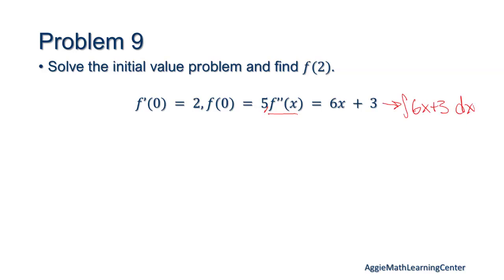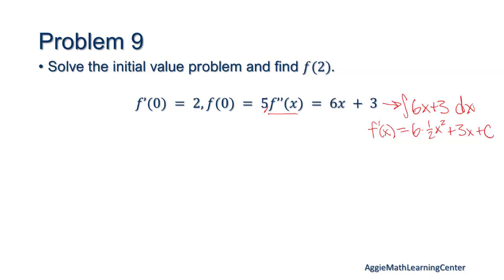dx, okay? And once I do that, I find that f prime of x is equal to, okay, well, I know that this is going to become an x squared, so I'm going to get 6 times 1/2 x squared, right? Because if I were to take the derivative, we'd have 2 times x, and so we're wanting to get rid of that 2. And then we'd have plus 3x plus c. So that's our f prime of x there.